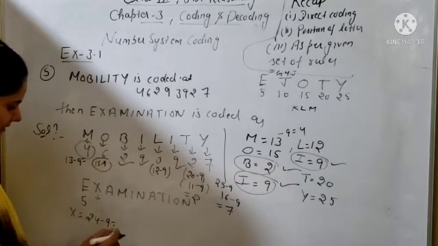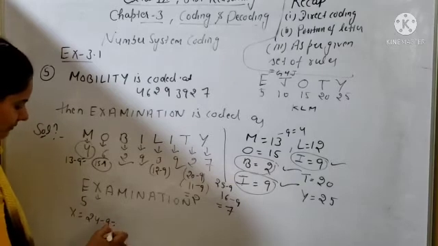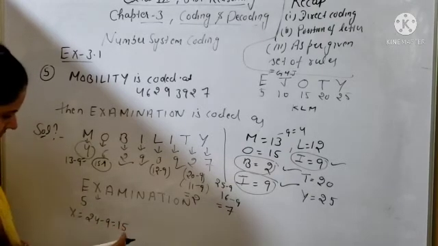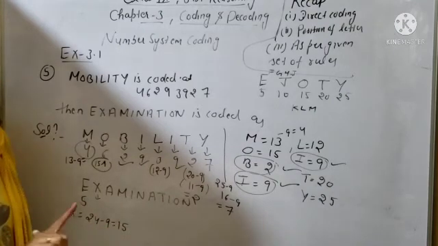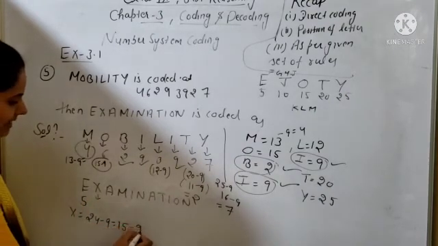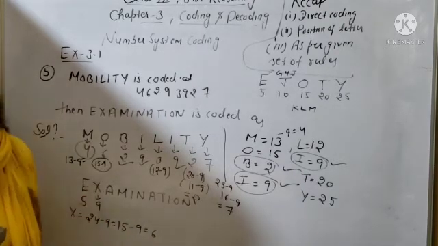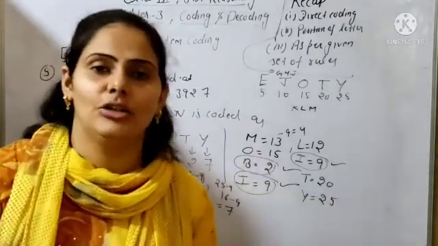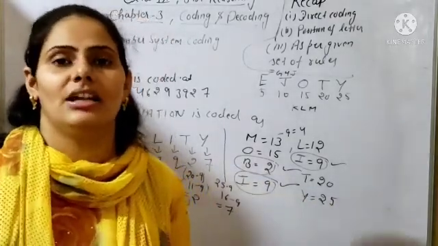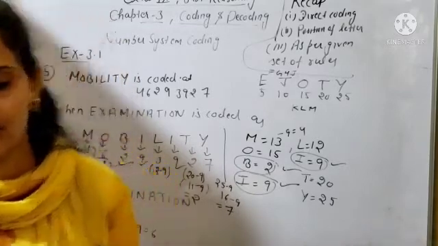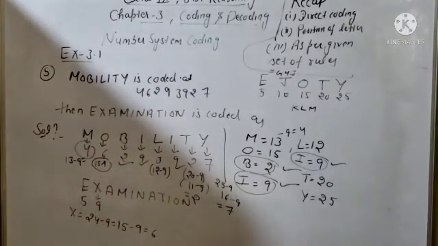So what will you get, beta? 16. Sorry, 15. Yes, 15. So 15 is again a 2-digit number. So again you will subtract 9. So you will get the answer 6. Okay. So you will put 6 at the place of X. So here what rule are you applying, beta? When you are getting a 2-digit number, you have to subtract 9. Again you are getting 2 digits, so again subtract 9. Like that you will do the process until you get a 1-digit number.